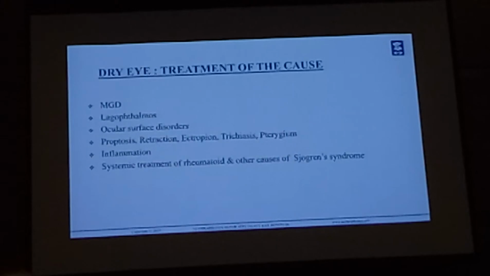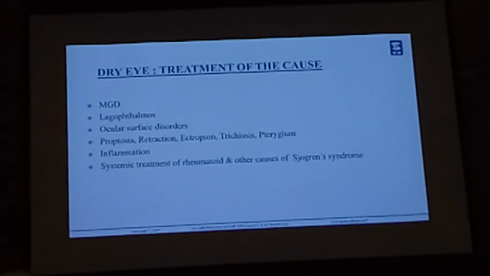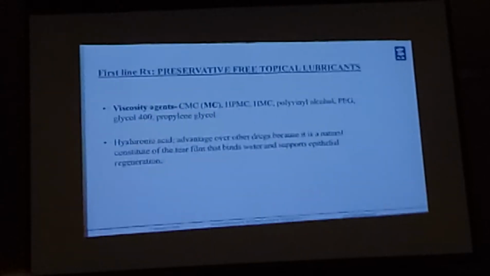You'll have to treat the cause of dry eye. If it's MGD, then you have to treat MGD. If it's dry eye, maybe due to lack of thermals, ocular surface disorders, proptosis, retraction, entropion, trichiasis, pterygium, inflammation, and also systemic disorders like rheumatoid arthritis and Sjogren's syndrome. So whatever the cause, you need to treat it.